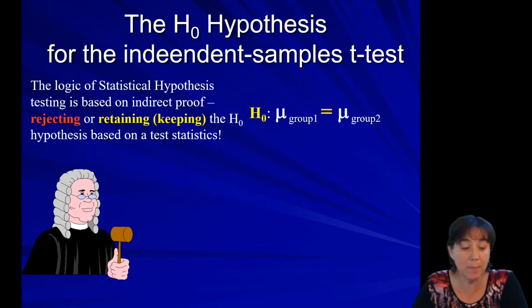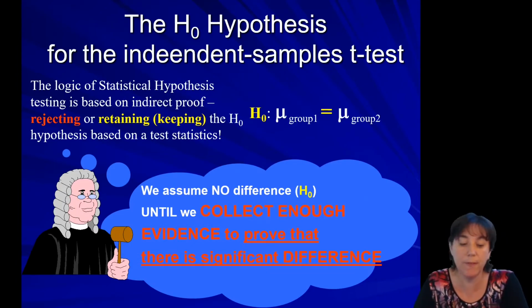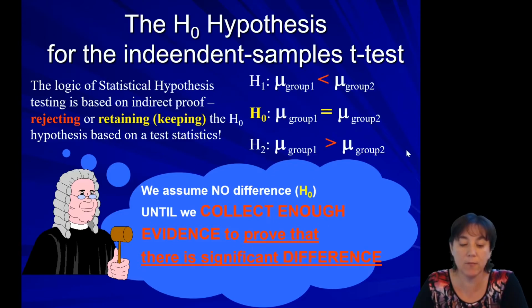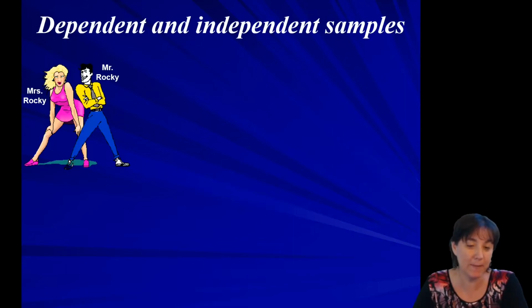So for the independent samples t-test, we keep the same logic, only here we have group values to compare. So we will have a big group of, let's say, males compared to a group of females, which could be a typical example. The story is the same. We have to collect enough evidence to reject the null hypothesis. And before going into more details, let's see Mrs. Rocky and her partner, Mr. Rocky, and let's take a little stroll along the way of dependent and independent samples.